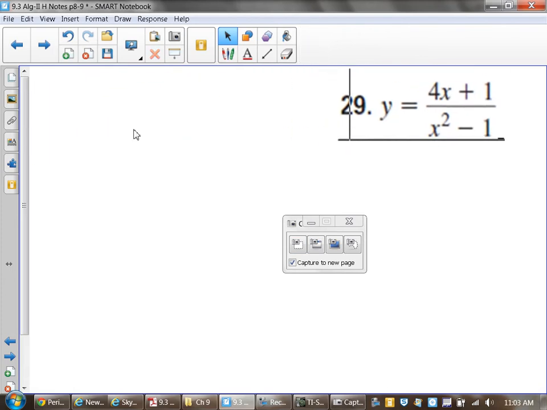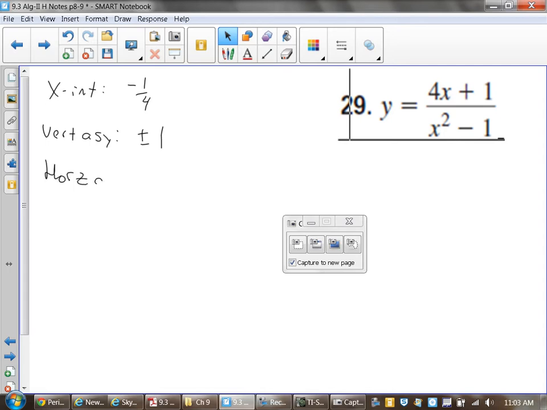For example, let's say that this question's on the quiz. What would I expect you to be able to do? Well, I would expect you to, first of all, find your x-intercept. -1 for it. My vertical asymptotes, plus or minus 1. Horizontal asymptote, zero.